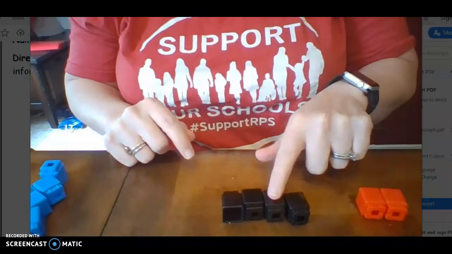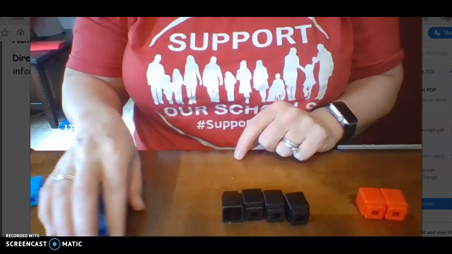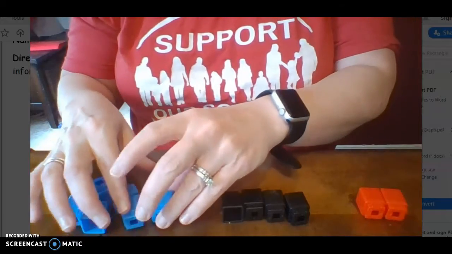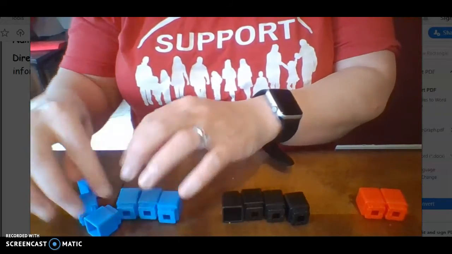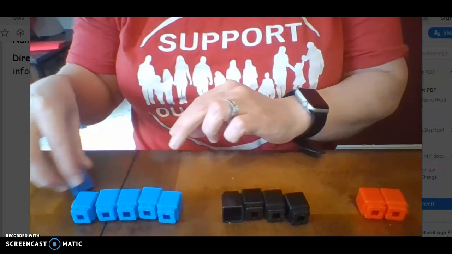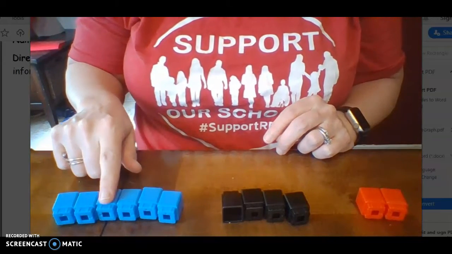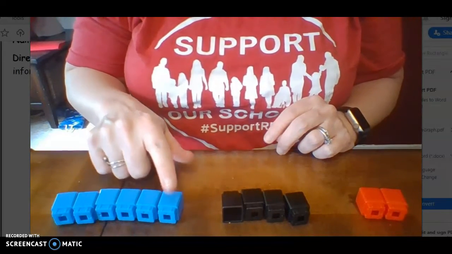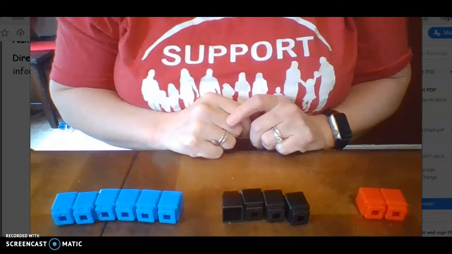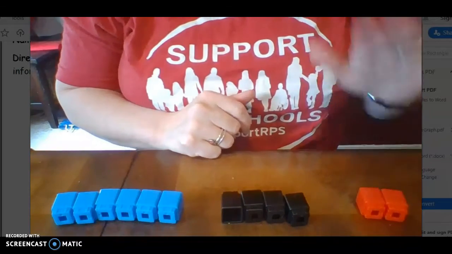Yep, I got 4 black ones. All right, then I have my blue ones over here. Now line them up so it's easier to see them and count them. I'm going to touch and count, so I make sure I count them all. 1, 2, 3, 4, 5, 6. I got 6 blue, 4 black, and 2 red.